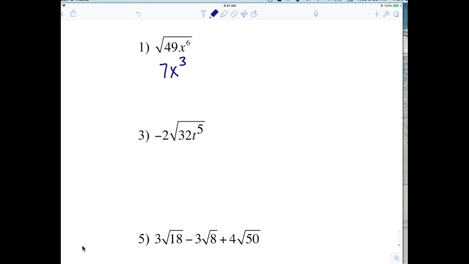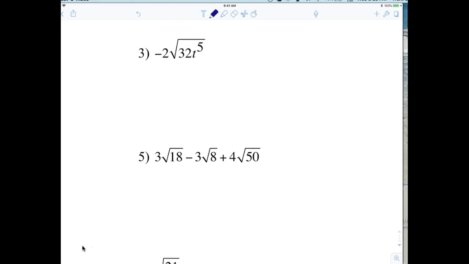Number 3. Now remember, we broke down 32 so many times. You should be able to see that's 16 times 2, which we pull out of 4. So that makes it -8. Now, at this stage, we've done it so much, I would like for you to be able to look at t to the 5th and say that's just t times t to the 4th, or that you can pull 2 groups of 2 out. So you would have t squared radical 2t. Now, does anybody have a question with that?